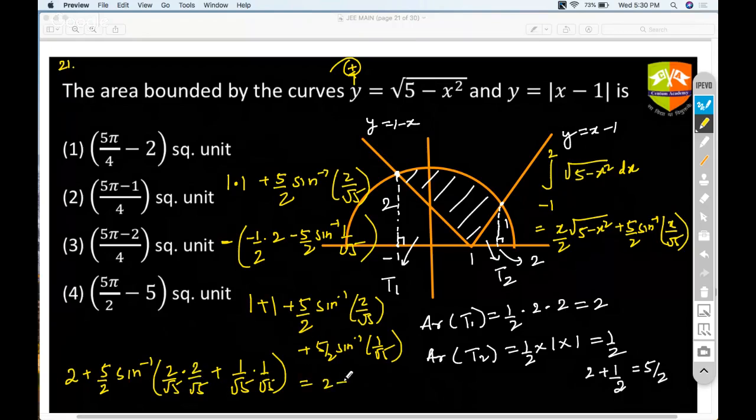So that's 2 plus 5 by 2 into pi by 2. And you subtract the 5 by 2 from here. So it's 5 pi by 4 minus half. That's 5 pi minus 2 by 4. That's option number 3 is going to be correct.